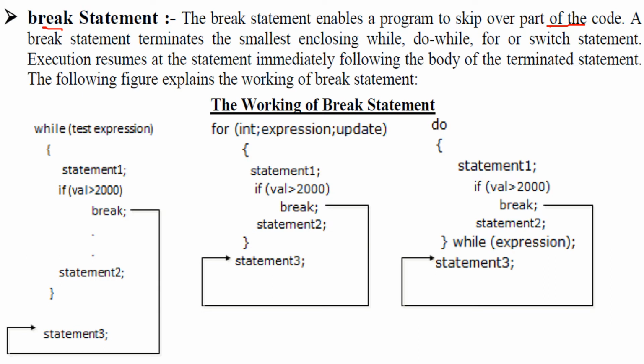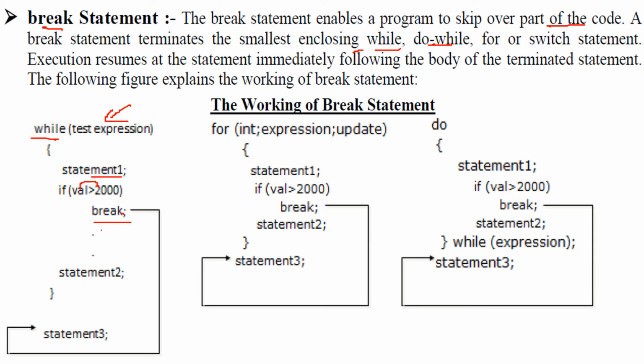If the break is enclosed in a while, do while, or a switch statement, the execution resumes at the statement immediately following the body of the terminated statement. That is, once you come out of the loop, the next statement after the loop is going to be executed. For example, this is the working of the break statement. We have a while statement here, and in it we are testing something. Here, if the value is greater than 2000, then we break.